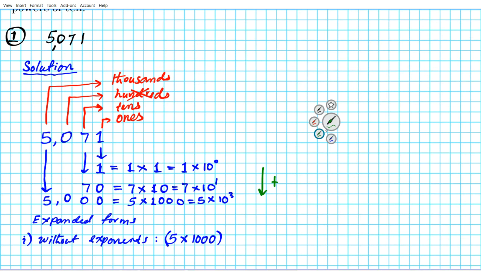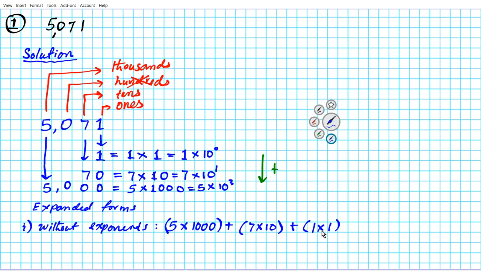All right. And then next is going to be plus. We have the digits in the tens place, 7. So that's 7 times 10. Plus, we have a digit in the ones place, which is just 1. 1 times 1. Bam. All right, so that's the number in expanded form without exponents. So let's go ahead and write it again now with exponents.